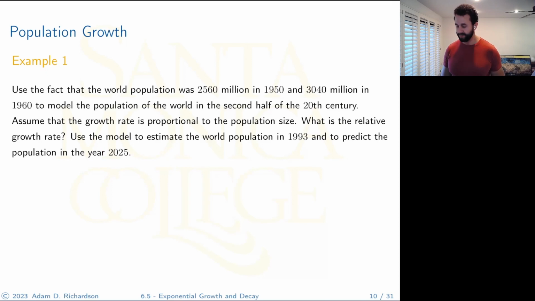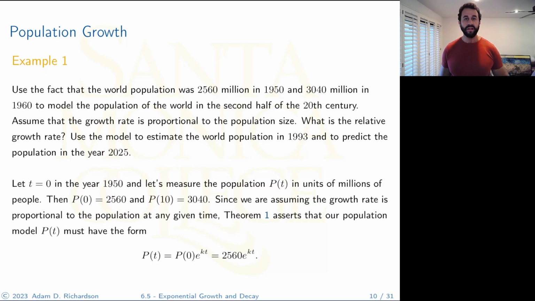All right, so here we go. We're going to let t be equal to 0 in the year 1950. So we're going to measure time in terms of number of years since 1950, and we're going to measure the population in units of millions of people. So P of t is millions of people, and t is how many years since 1950.